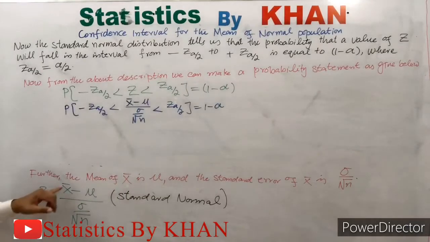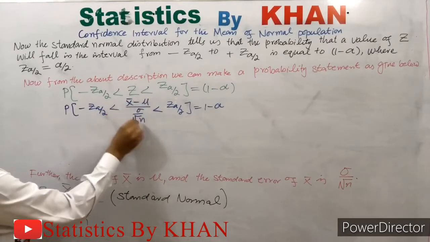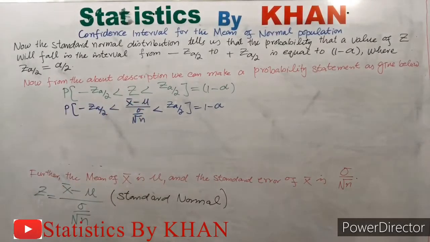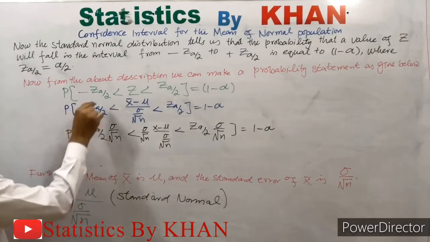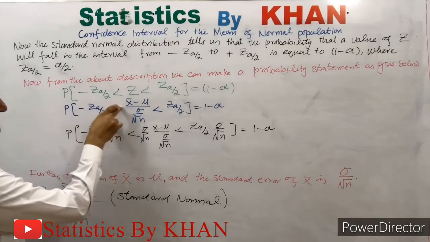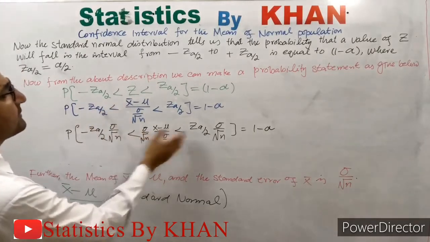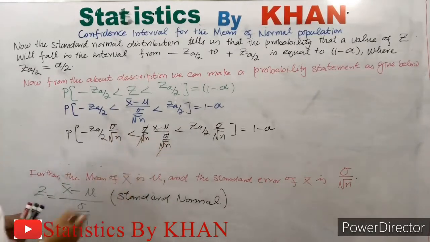Now, as z is equal to x bar minus mu over sigma over root n, we have replaced z by this and rewritten the statement. Now, we will keep mu over here and shift these quantities to both sides of the inequality. Next, we will multiply this inequality by sigma over root n. I have multiplied each term in this statement by sigma over root n. As there was no sigma over root n here, so here is sigma over root n, and similarly here is also sigma over root n. So now these two will get cancelled out.